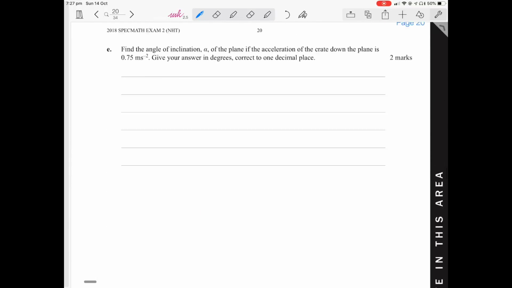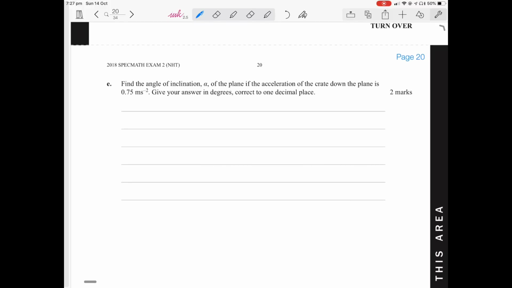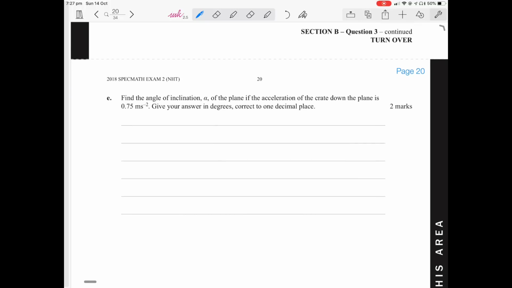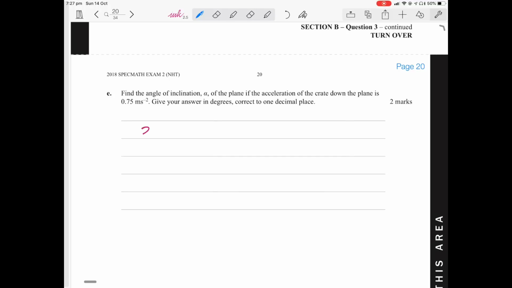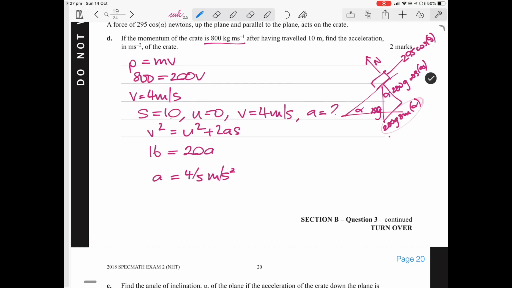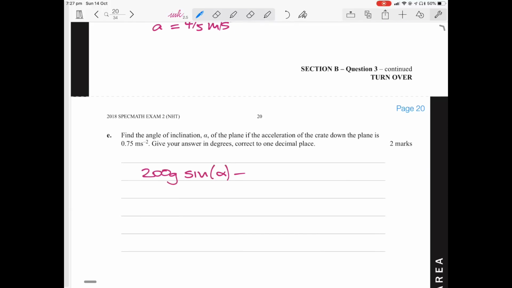Okay, it's continuing the question. Okay, find the angle of inclination of the plane if the acceleration of the crate down the plane is 0.75 meters per second squared. Okay, so it's going down. Okay, so 200g sine alpha minus 295 cos alpha cos alpha is equal to mass times acceleration. So 200 times 0.75.